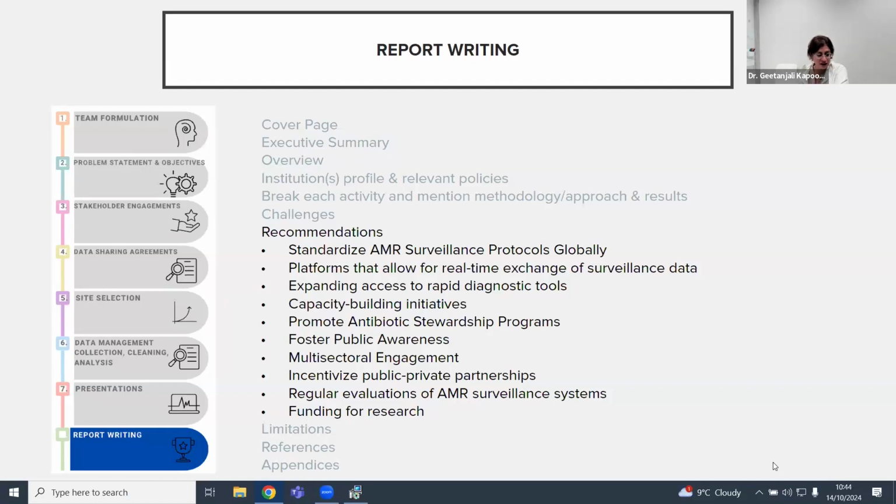So we have to constantly learn from an already well-delivered surveillance study, and of course, contextualize it as per your local needs. And then, of course, the recommendation, which is written last year, but it should be maybe right on the top, is that we need a lot of political will and funding support.